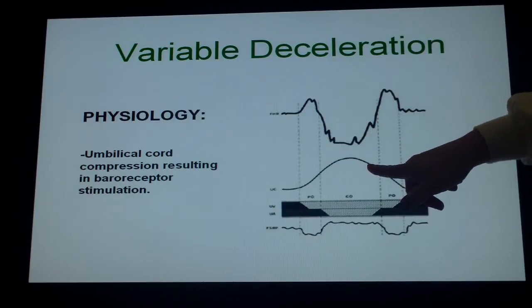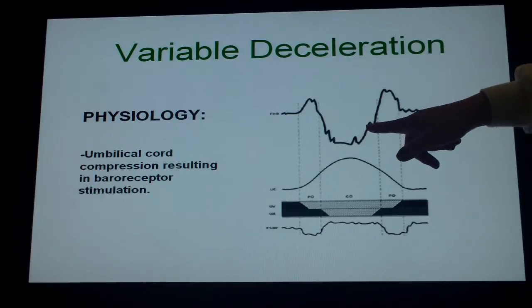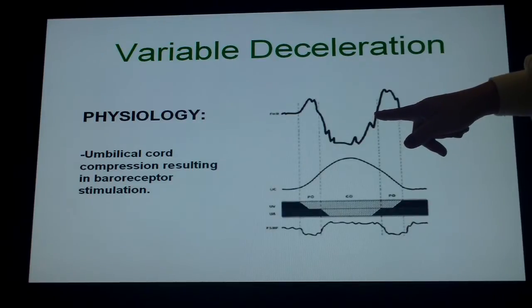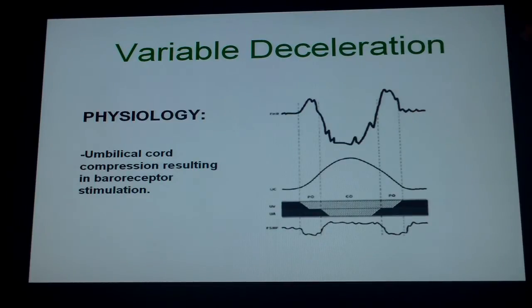And then as the contraction is starting to end, the pressure is released and the baroreceptors are stimulated and start to increase the heart rate back up. And then you usually get a little bit of a recovery after that, a little bit of an overshoot where it speeds up and then back to baseline. So for the test, variable deceleration is umbilical cord compression resulting in baroreceptor stimulation.